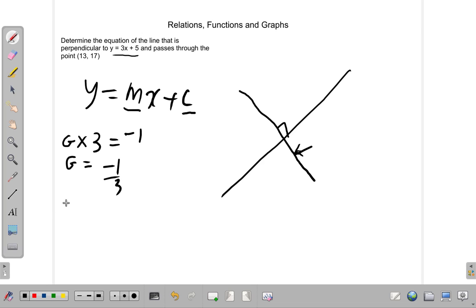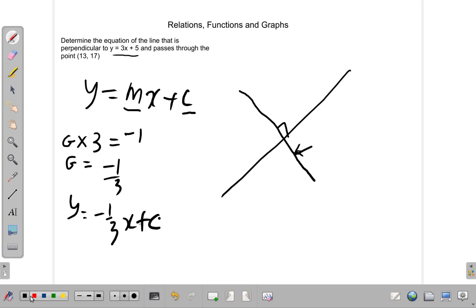So far we have part of our equation. y is equal to -1/3 x plus c. Now you need to determine c. When you look at this equation, you have 3 unknowns. You don't know y, you don't know x, you don't know c. But when you look up at the question, then you can turn this into only one unknown.